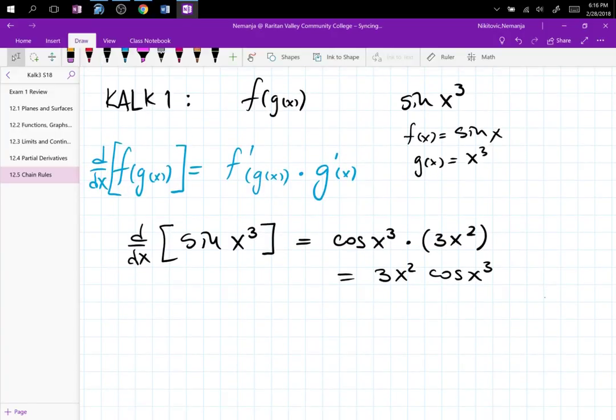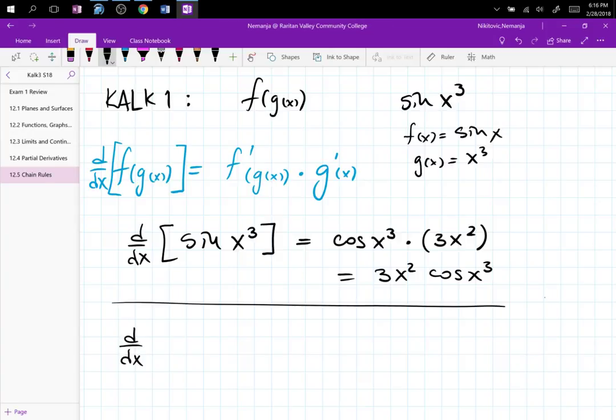Now, if you have nested functions, the chain rule will just add another derivative and another derivative and another derivative. So I want to also show that case. Let's say that you have d dx of sine squared x cubed. In this case, we have three functions that are nesting. So what's the main f of x, the most outer function, looking at this example?